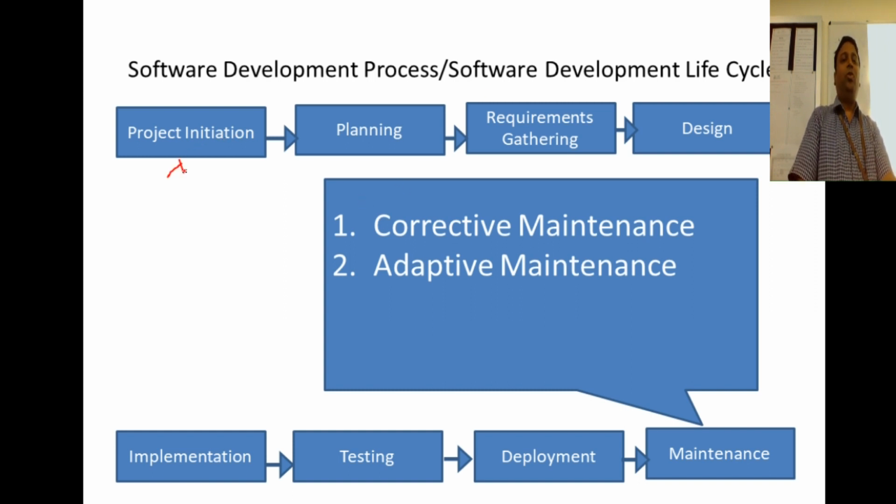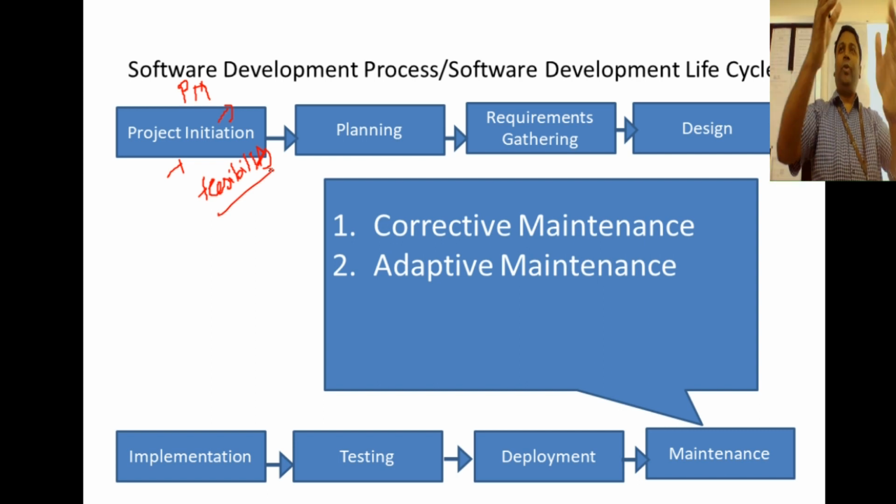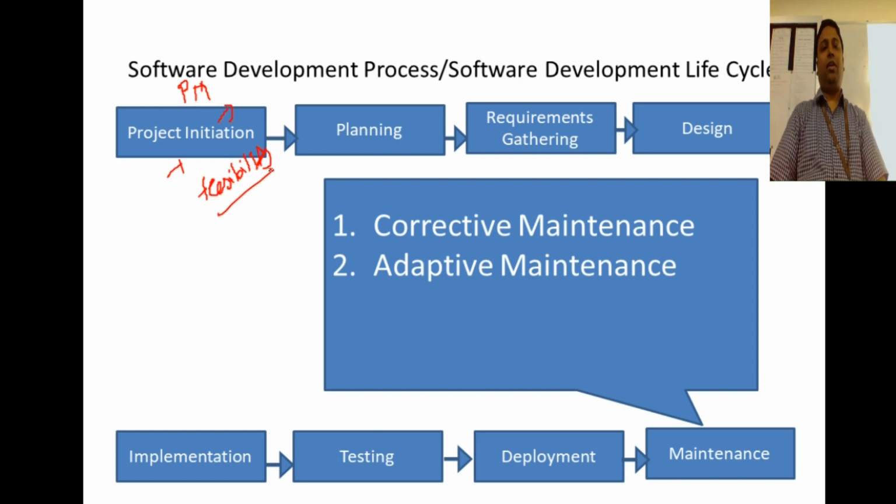Project initiation, who will do this? Mostly project managers will be doing this. They are experienced people. They will do a feasibility study, and the output of this will be a feasibility report. They will be delivering a report. The feasibility report will have a high-level view of what budget you will incur for this project, and what overall deadline you can give for this project.